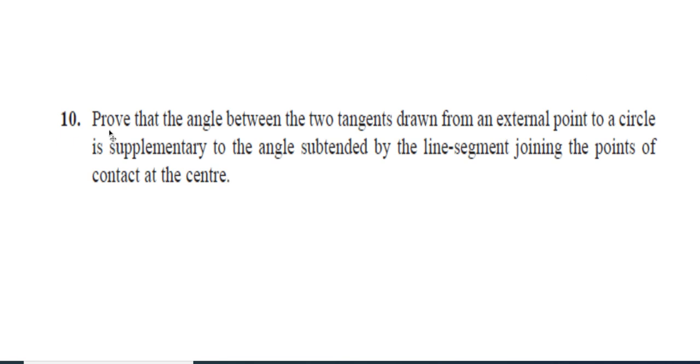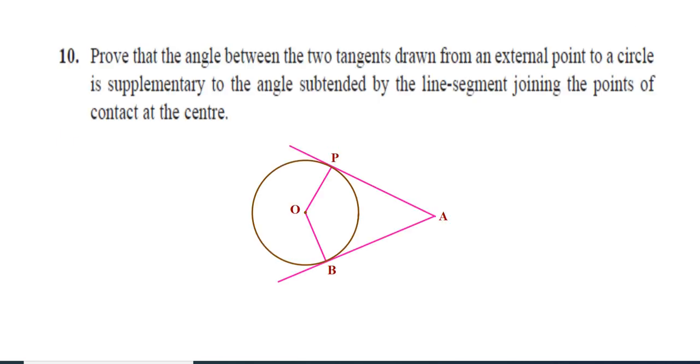Here is question number 10. Prove that the angle between the two tangents drawn from an external point to a circle is supplementary to the angle subtended by the line segment joining the point of contact at the center. Let us draw the figure first. Here, AP and AB are the tangents from an external point and O is the center of the circle.